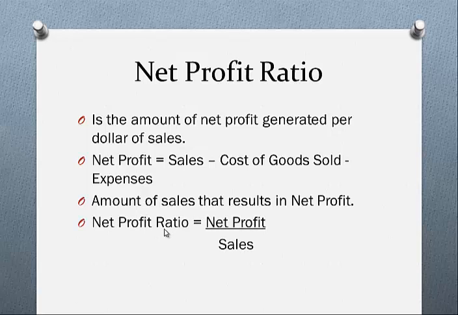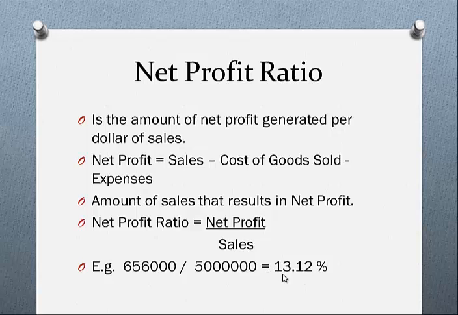Here is the formula, simply net profit divided by sales, and here's a numerical example which I've derived from the income statement that you saw earlier. So net profit was 656,000, divide that by 5 million, which results in 13.12%. In another way of saying it, if I sell something for $100, then I know straight away that $13.12 is the amount that I'm going to pocket as the owner, or we're going to pocket as owners.